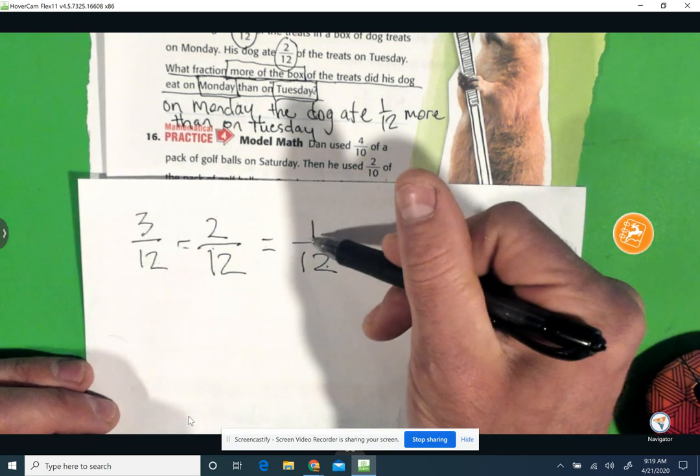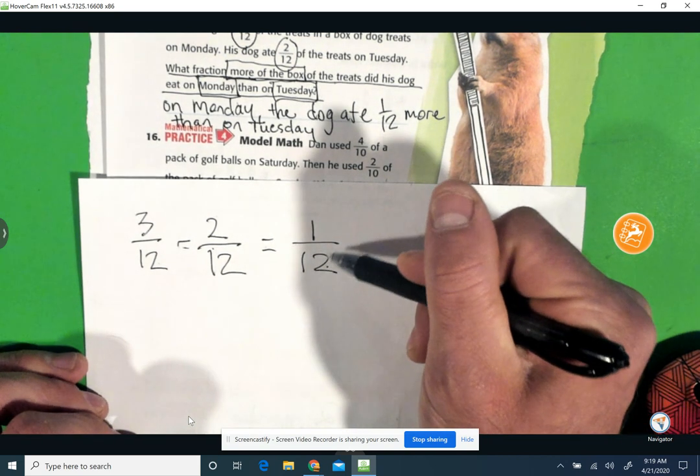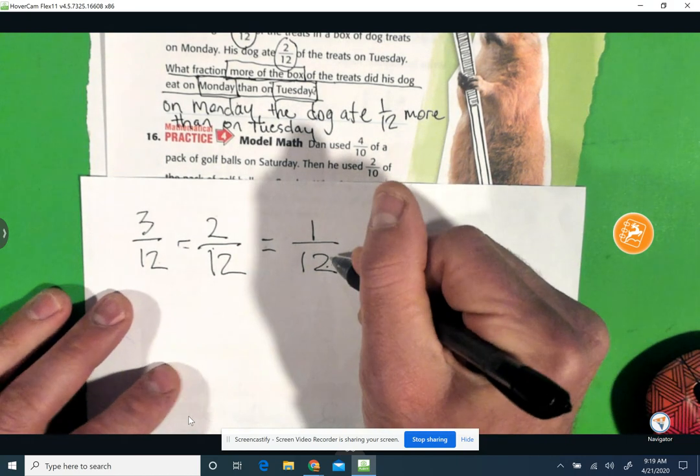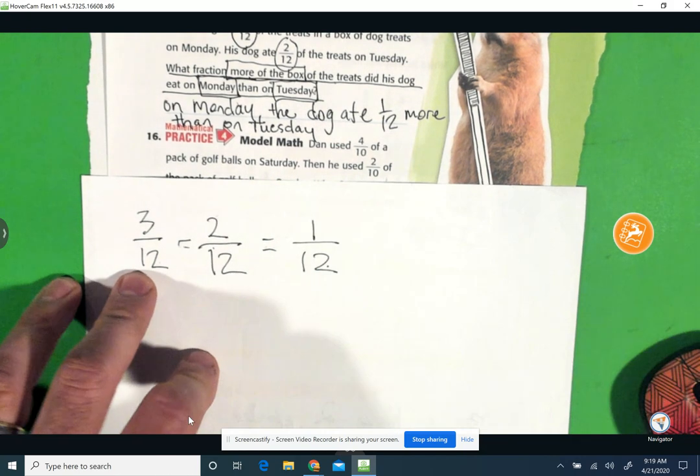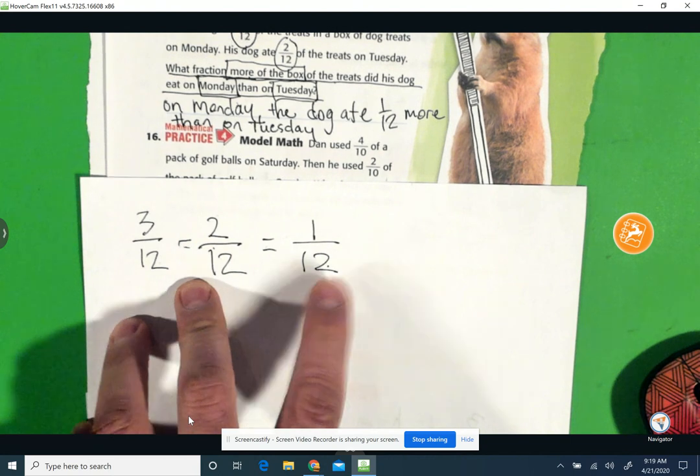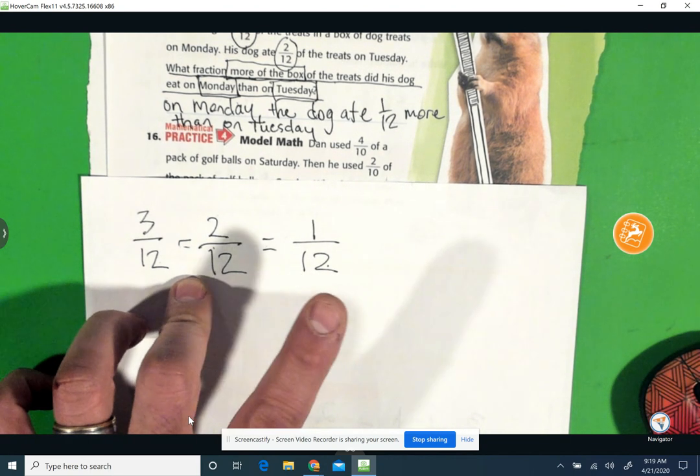Notice that you have a 1 as a numerator. If your 1 is a numerator, you know your fraction is in simplest form, whether it's 1/12 or 1/1000th. It is in simplest form.